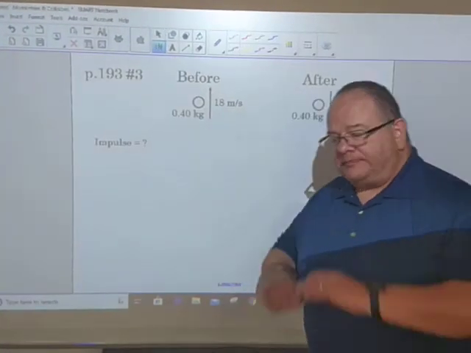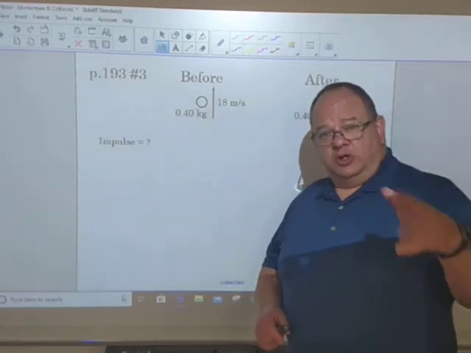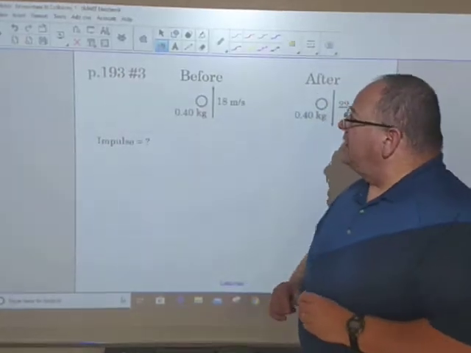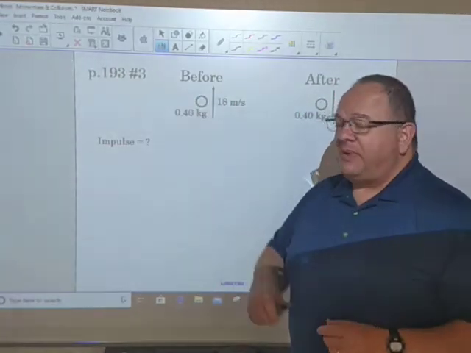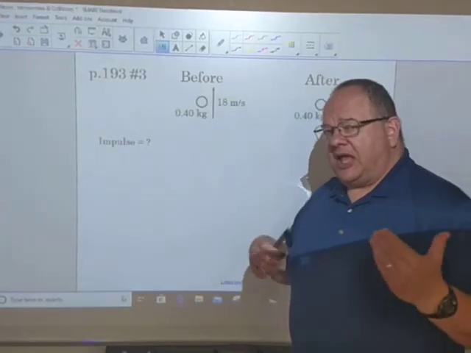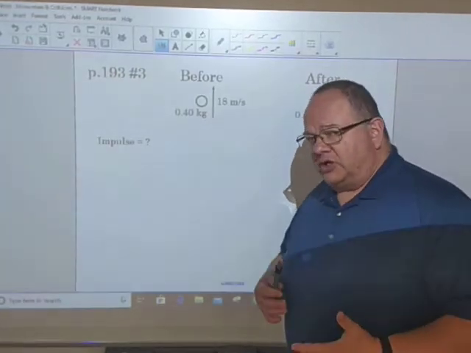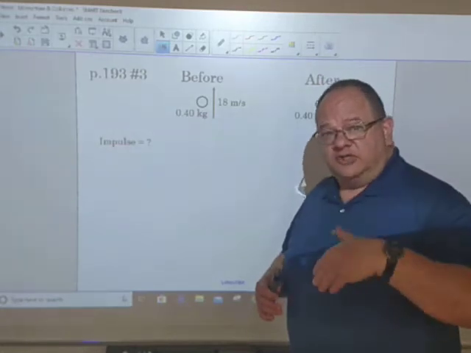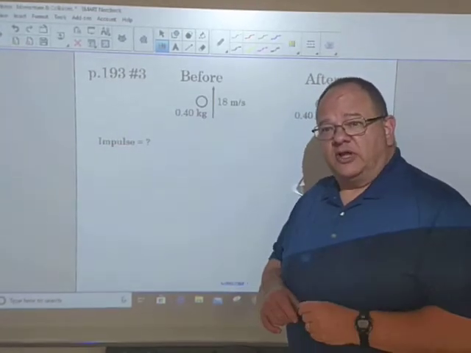Now, before I get into the conservation of momentum, I want to look at one of the problems that you were assigned on Monday, problem number 3 from page 193 in your textbook. What I've seen in the past is a lot of students make a mistake on this one, so I want to talk you through it, see if you made the same mistake. If you did, now you can learn from that mistake. If not, you can pat yourself on the back.